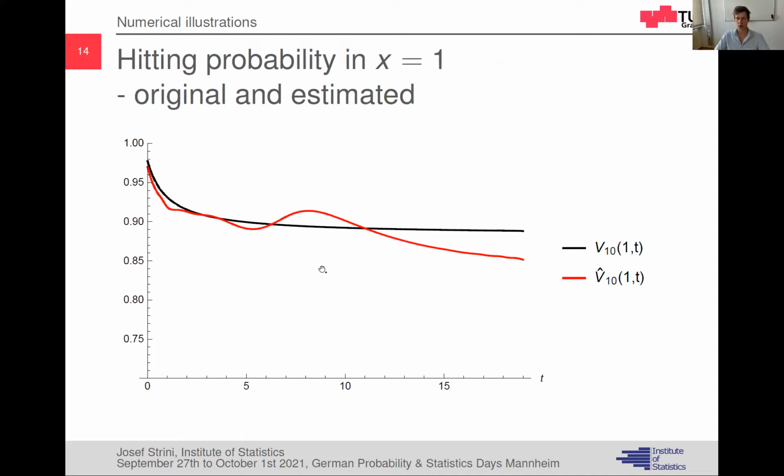And here the hitting probability in x equals 1. Original in black and estimated in red. Here we can see that the estimated intensity really impacts the solution of the ODE. So this procedure is quite sensitive with respect to the estimation.